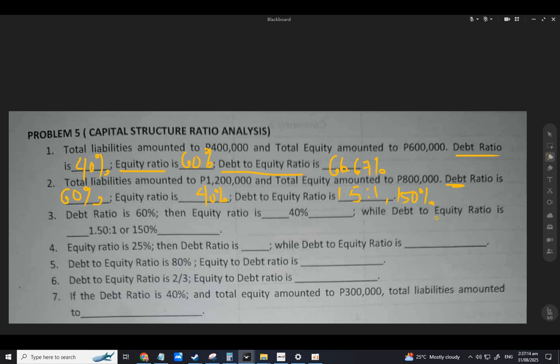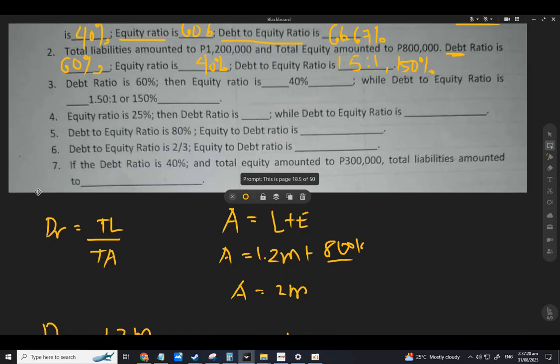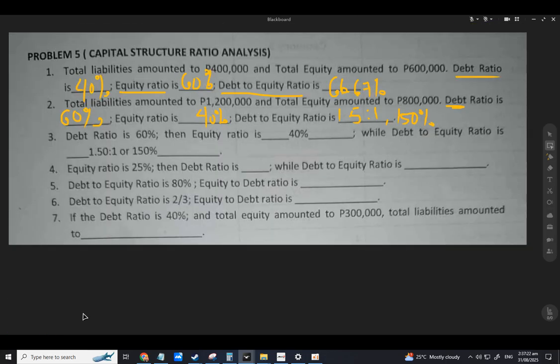Okay, next one. Let's have number 3. The debt ratio is 60%. This will be an exception because the answers are already provided. So we will skip this one.